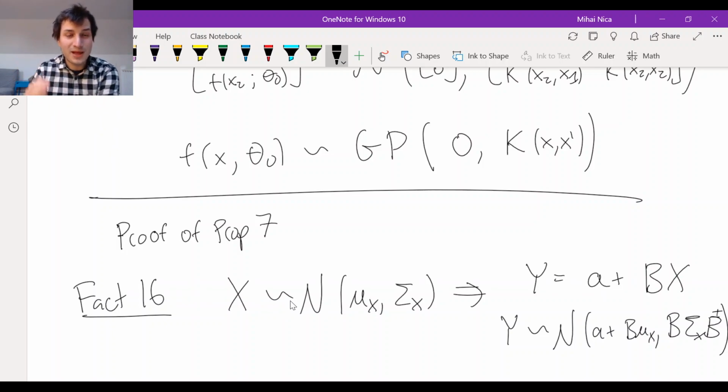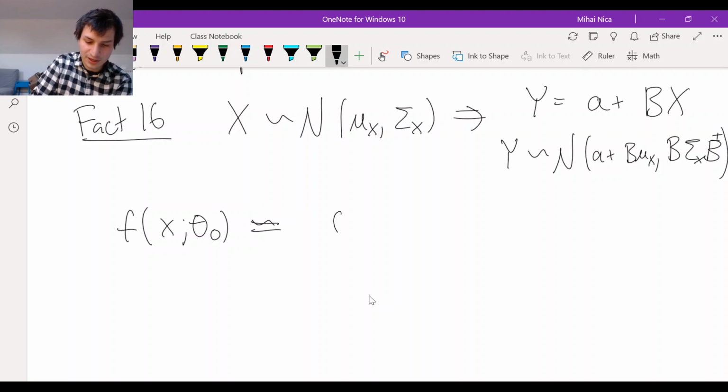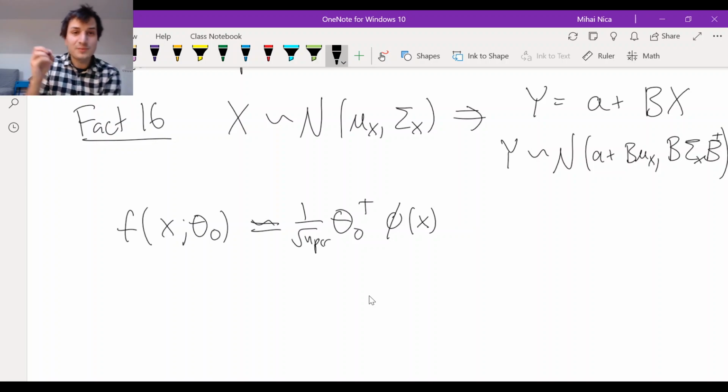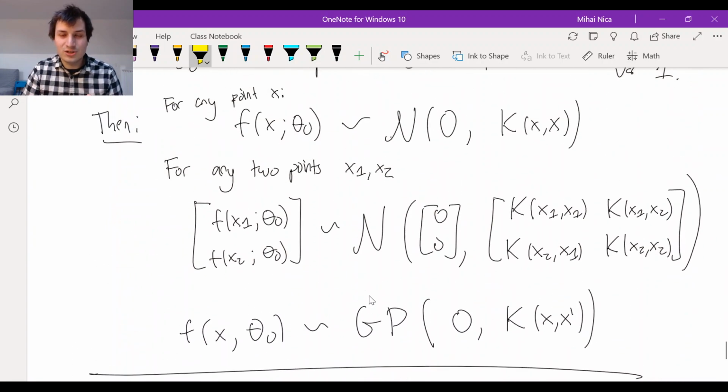So when you multiply a Gaussian vector by a matrix, you get another Gaussian vector. And why does that work for us? Because the function f of x, theta 0 is exactly equal to theta 0 transpose times phi of x with a 1 over square root of n par. So we're multiplying the Gaussian vector theta 0, which is Gaussian on initialization, by phi of x. And that's just some vector. We're doing a kind of matrix vector multiplication, and by fact 16, therefore f will also be Gaussian. And if you do the calculation and see what its mean and variance are, you get exactly this.